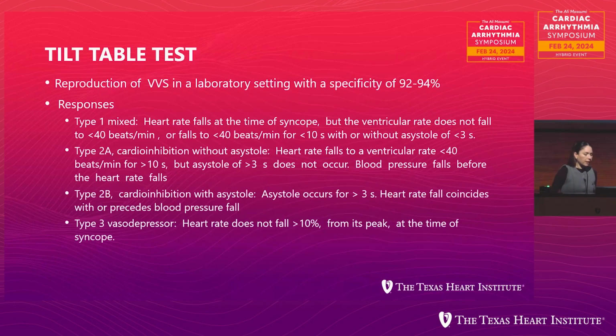So, well, that's again more what we talked about, the types of syncope that we can unmask or study a little further with a tilt table test. We can tell if it's a mixed, type 1 is the mixed one. And then we've got the 2A, cardioinhibitory without asystole. Then there's a type 2B, cardioinhibitory with asystole. And the type 3, which is the one that we're not going to be touching, is the vasodepressor one.